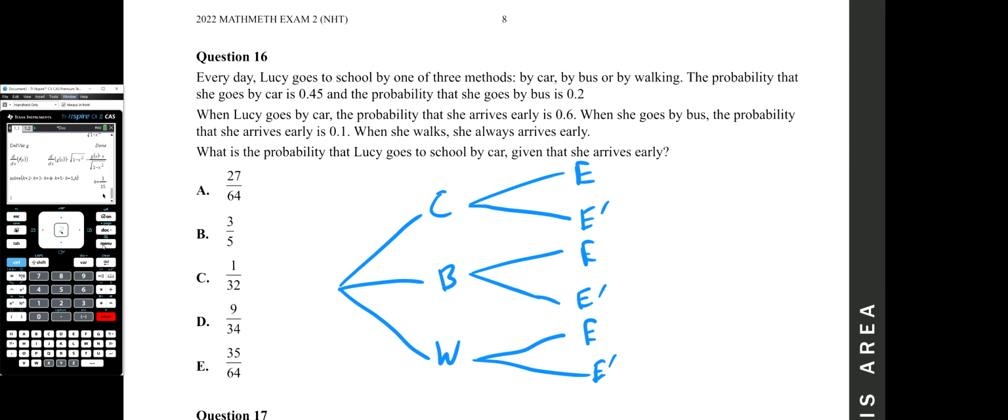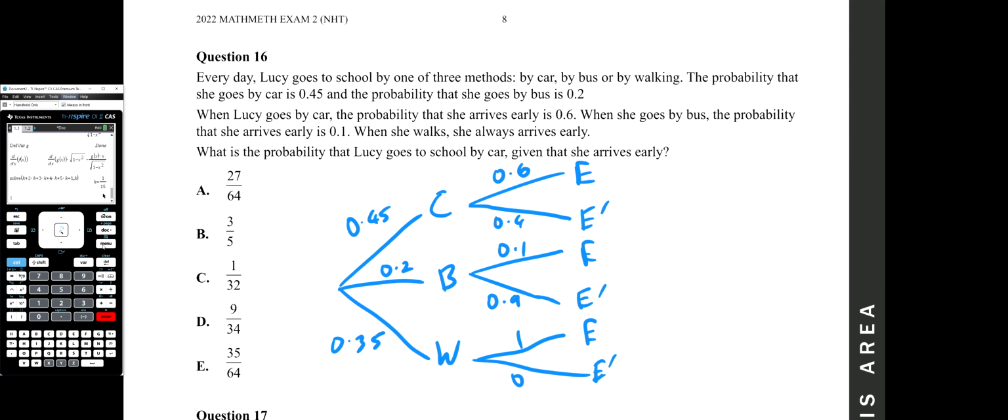Right, so the probability that she goes by car is 0.45, so that's 0.45. Bus is 0.2. So 0.45 and 0.2 is 0.65, which means the remainder is 0.35. When she goes by car, the probability that she arrives early is 0.6, so 0.6 up there, and then 0.4 below that. When she goes by bus, the probability that she arrives early is 0.1, so 0.1 and 0.9. And when she walks, she always arrives early, so that's a 1 and a 0.